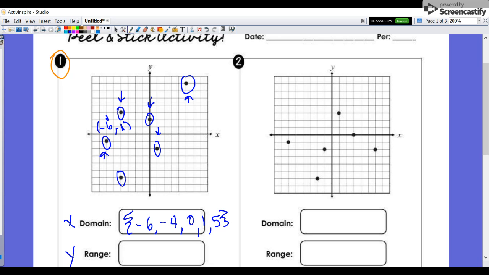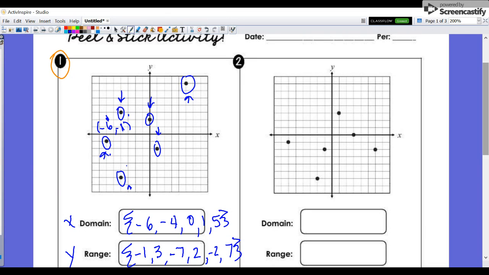And naturally, I'm going to do the same thing for the range. I'm going to go through each of these points and write down whatever their y values are. So I've got a y value of -1. Right here I have a y value of 3. And down here the y value looks like -7. I've got a 2, I've got a -2, and I've got a +7. And that's it for that. So that one's pretty straightforward.